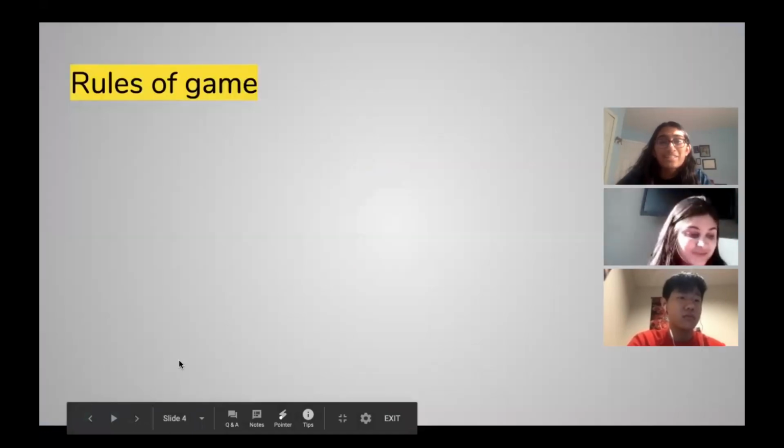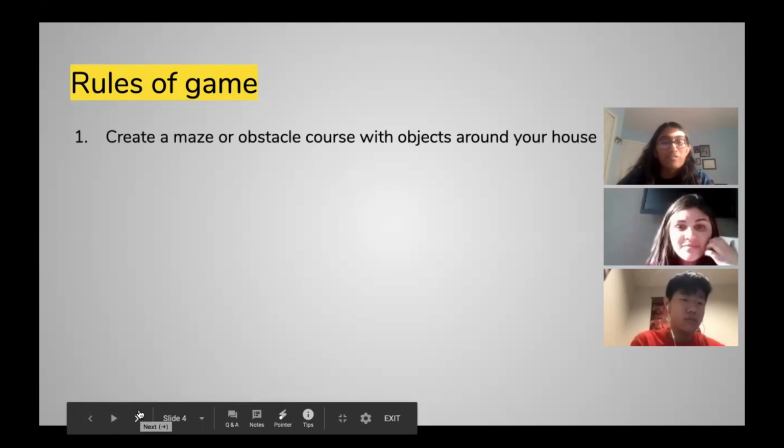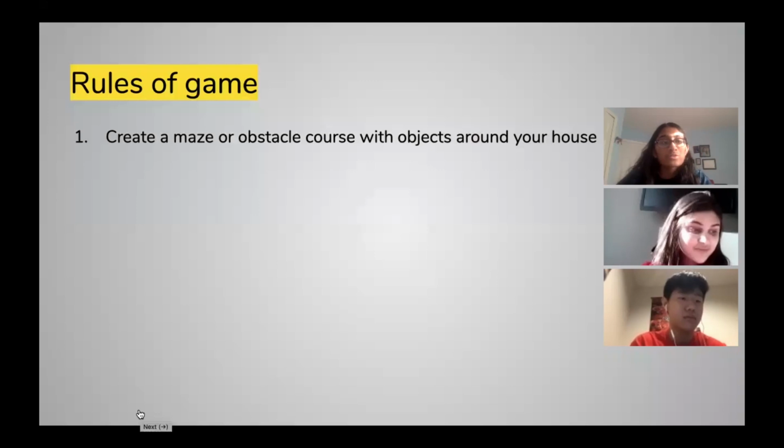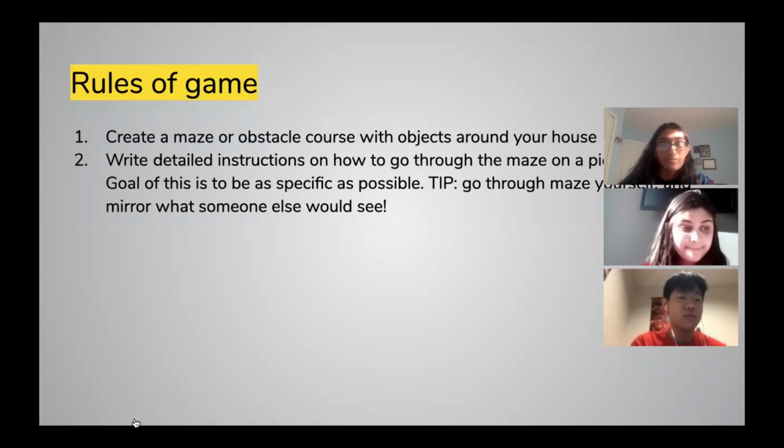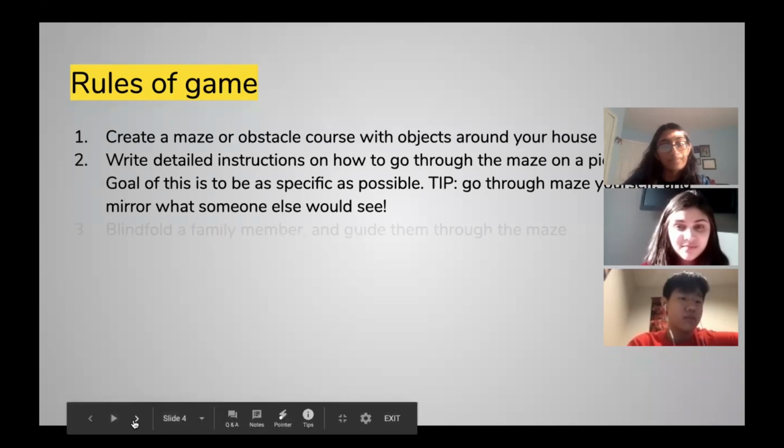So now let's get to the fun part, the actual game. So first, start off by creating a maze or obstacle course with objects around your house. You can use chairs, blankets, cones, and etc. Next, write detailed instructions on how to go through the maze on a piece of paper. The goal of this is to be as specific as possible so that someone else can get through the maze. And I highly recommend going through the maze yourself so you can mirror what somebody else sees.